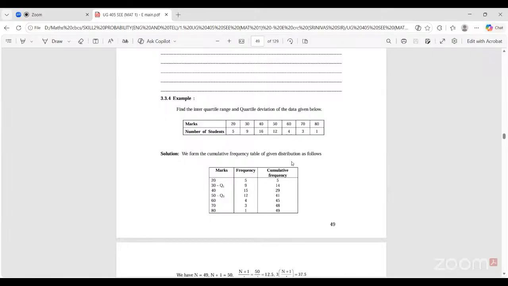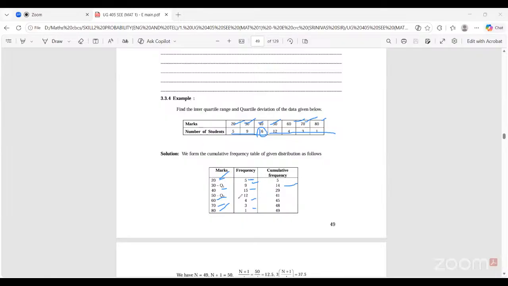For the quartile deviation, we are taking the marks and the number of students. See here, I am taking the diagram. Just a minute. Marks: 20, 30, 40, 50, 60, 70, 80. Number of students: 5, 9, 16, 12, 4, 3, 1. Here it was wrongly given, that is 16; we check that one.